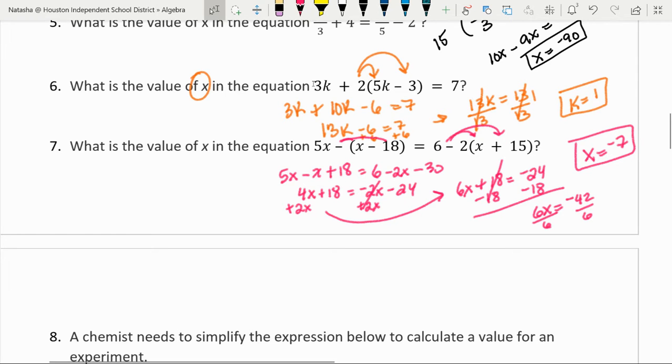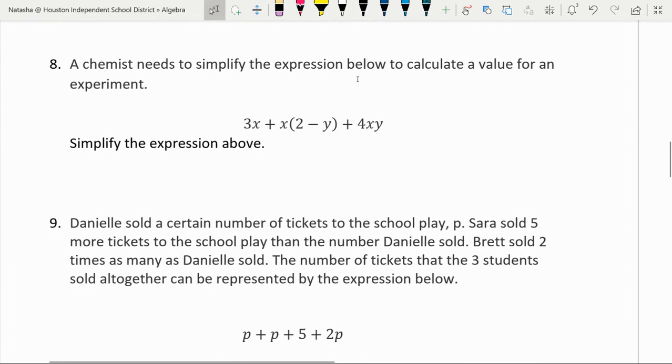All right, now let's go to number 8. All we're doing here is simplifying the expression above. This is one of those that we didn't really cover this type of question in class, but it should be something that you can use those same properties and understand.